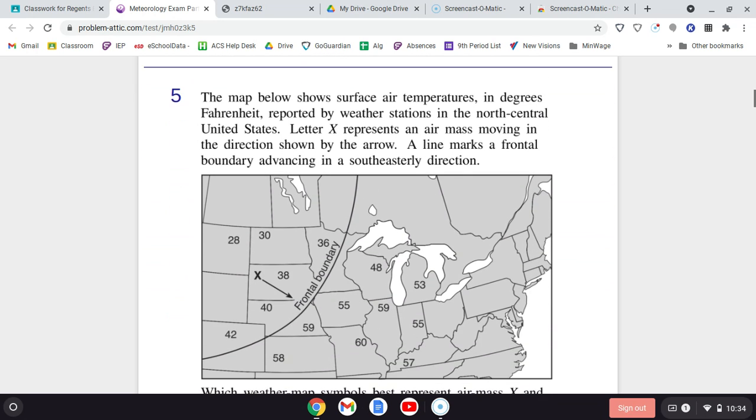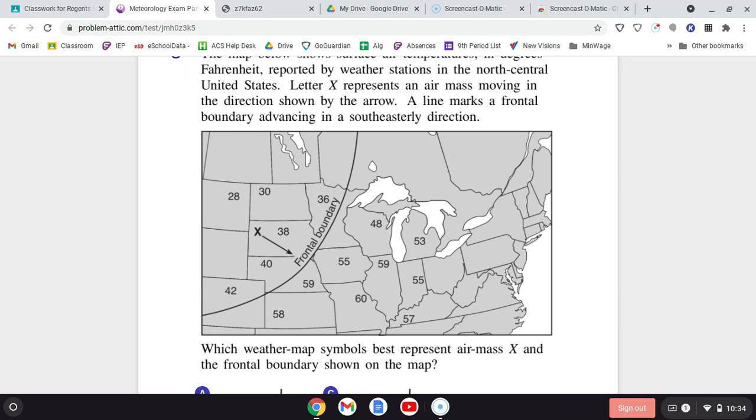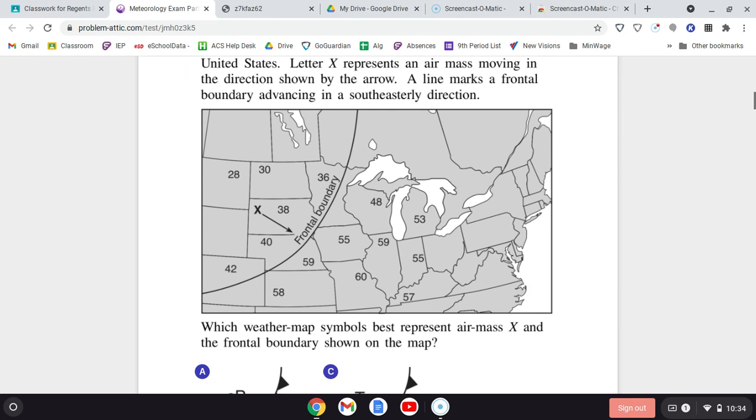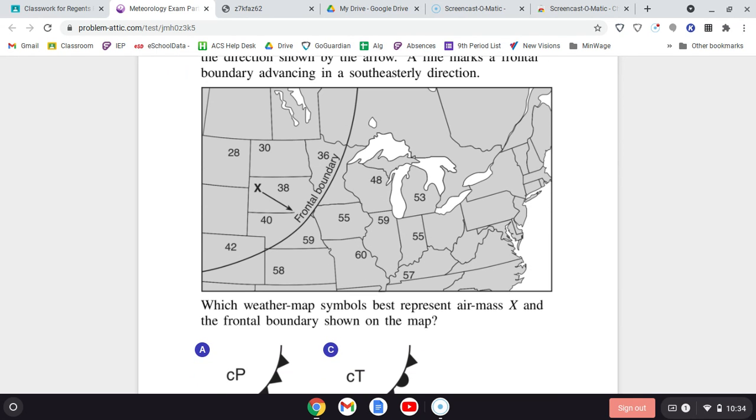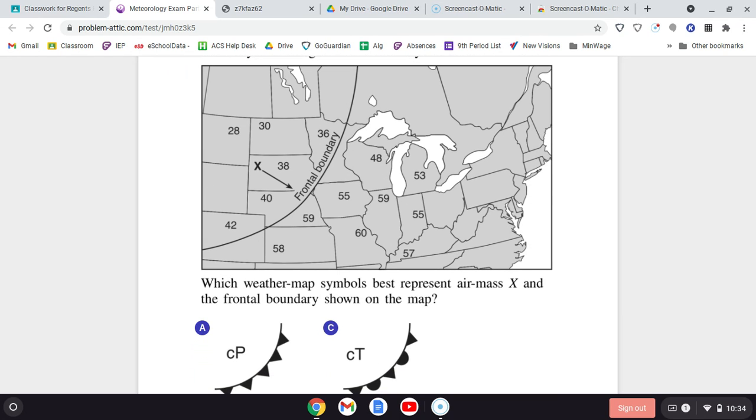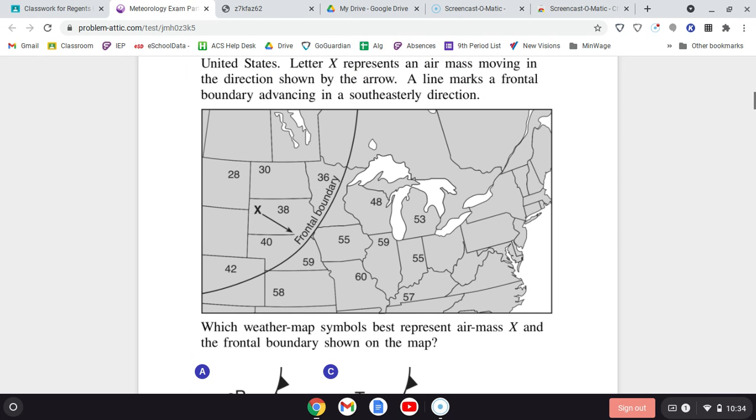A line marks a frontal boundary advancing in a southeasterly direction. Which weather map symbol best represents the air mass X and the frontal boundary shown on the map?